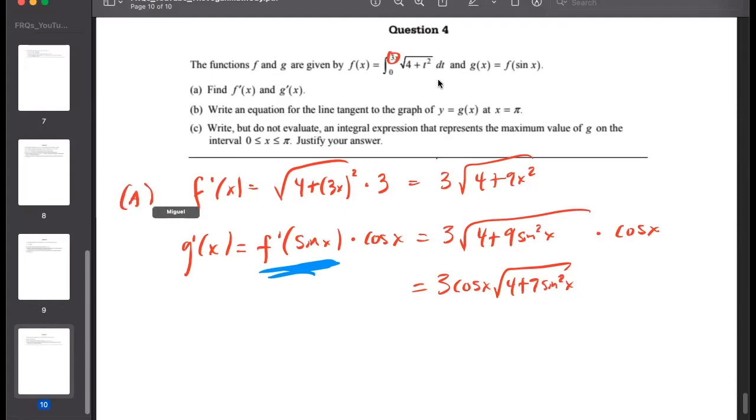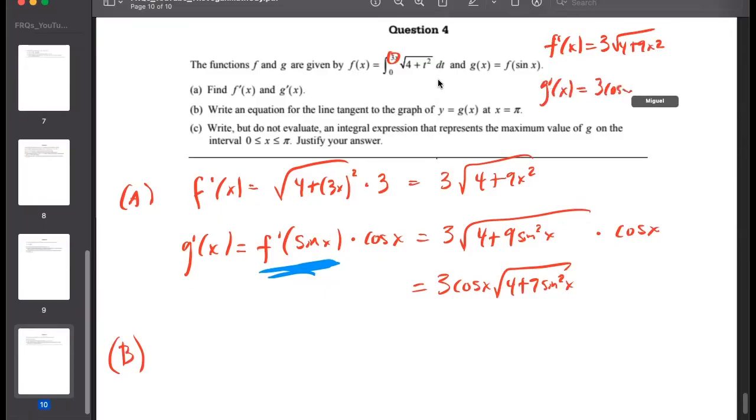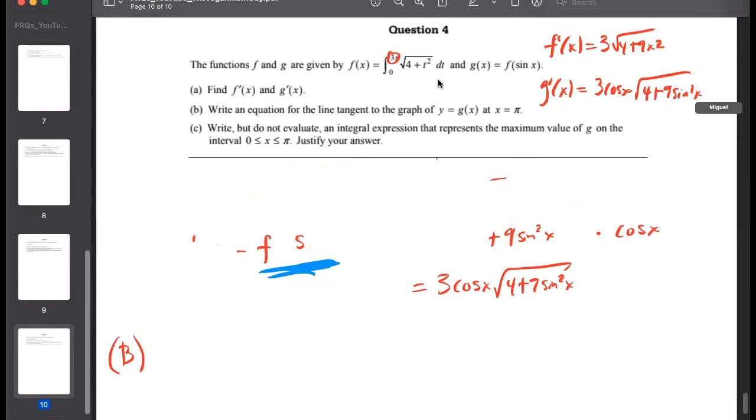And now for part B, they want us to write an equation of the line tangent to the graph of y equals g of x at x equals pi. Well, if you recall, let me just erase a couple things. But before I do that, I feel like we're going to need these equations. So I'm just going to write them down here. Luckily for you, you're going to have them written down, but I have to make space for y'all. So 4 plus 9 sine squared x. So let me just erase these things now.